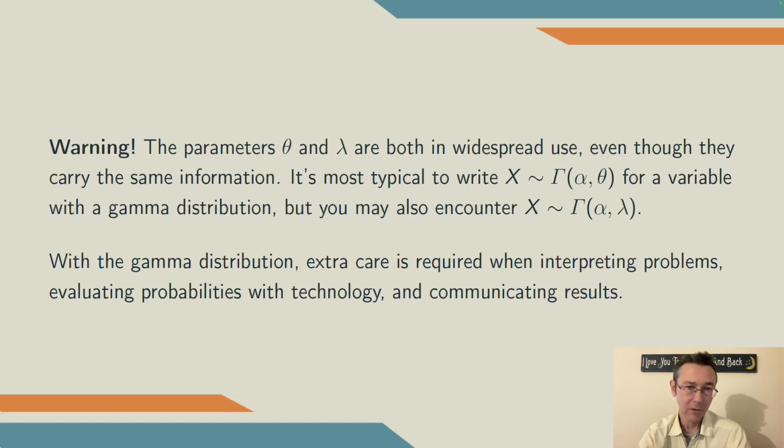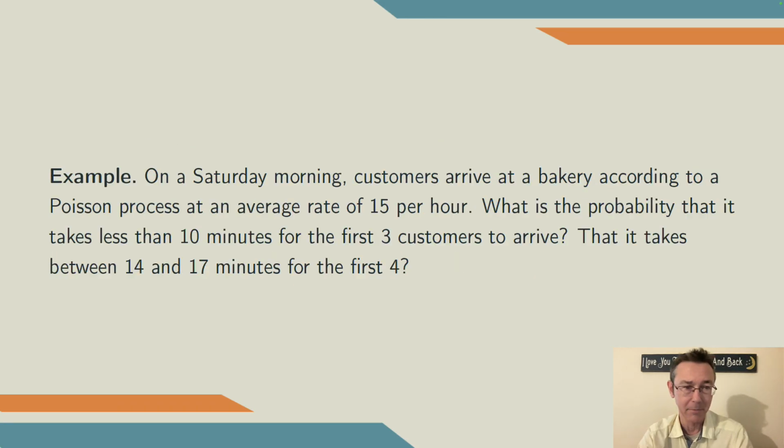One thing you have to be careful with when dealing with the gamma distribution is that the parameters theta and lambda are both in widespread use, even though they both carry the same information. They're just reciprocals of one another. It's most common to write gamma of alpha comma theta for a variable with a gamma distribution, but you may also encounter gamma of alpha comma lambda. So you have to watch out when you're interpreting problems, evaluating probabilities with technology, and communicating results, to make sure that it's clear which parameter you're using, theta or lambda.